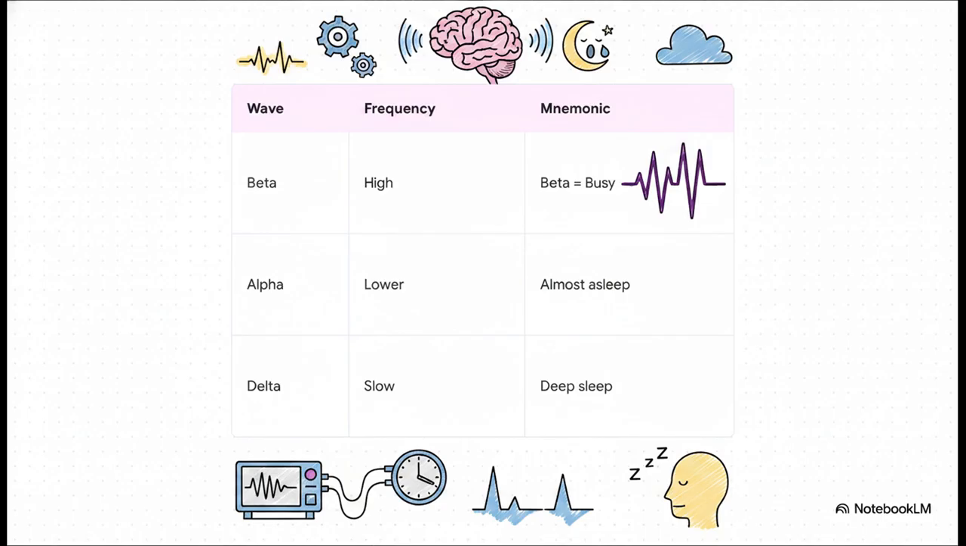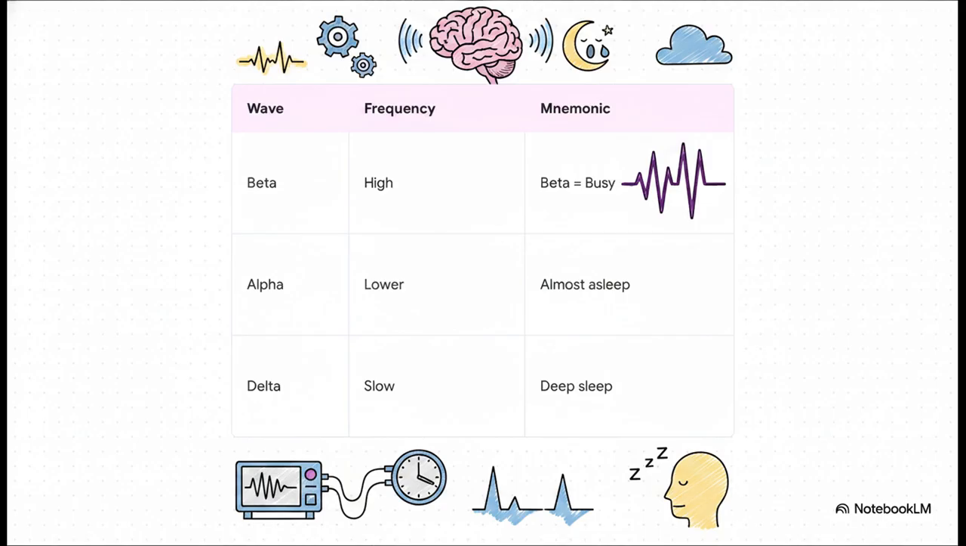When you're fully awake and totally focused, your brain produces these small, fast beta waves. As you start to relax, those kind of transition into slightly slower, larger alpha waves. And when you finally hit the deepest stages of sleep, stages 3 and 4, you enter delta wave territory.